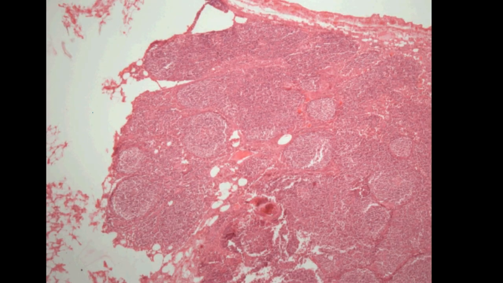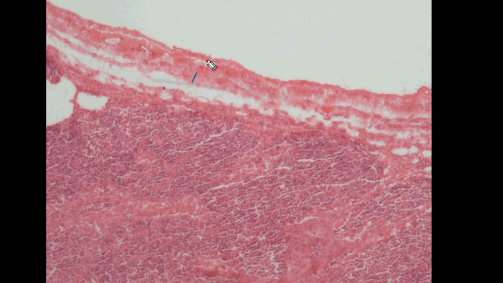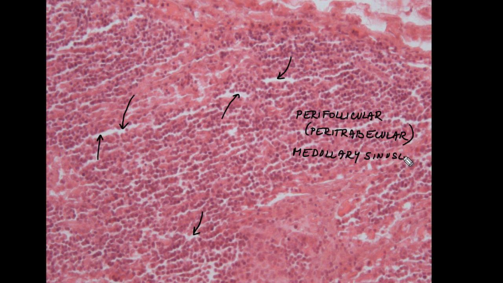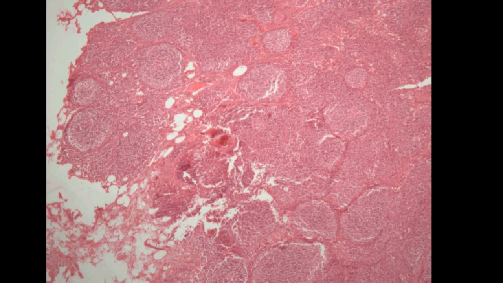Let's have a look at the other slide where you can see the biggest sinus, the subcapsular sinus that is right under the capsule. We differentiate also perifollicular or peritrabecular and medullary sinuses, which I'm going to describe later. Thanks to these sinuses, immune cells can be in direct contact with the antigens and lymph, whose flow is slowing down in the node.